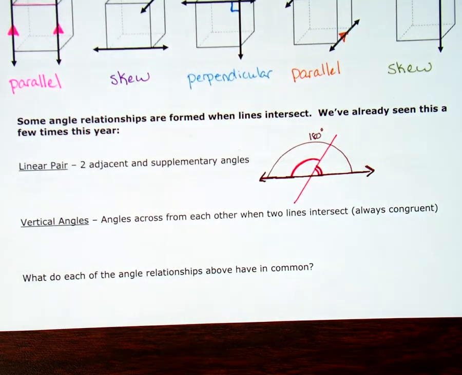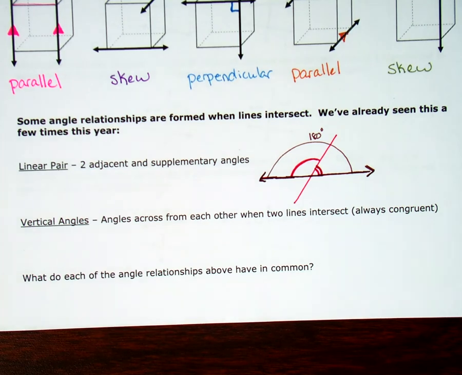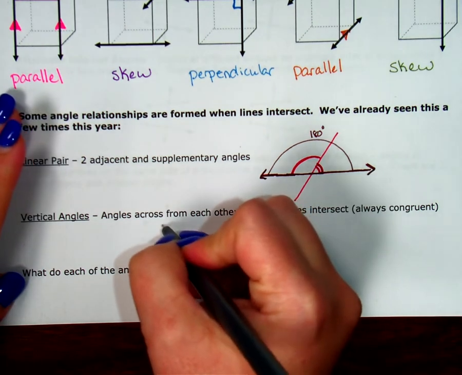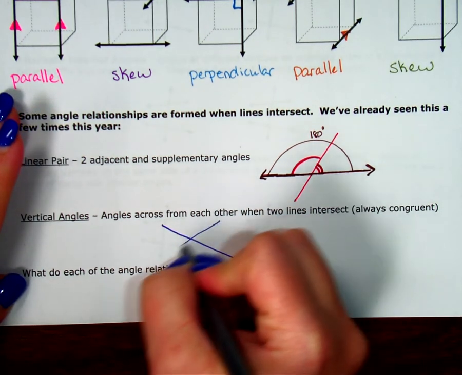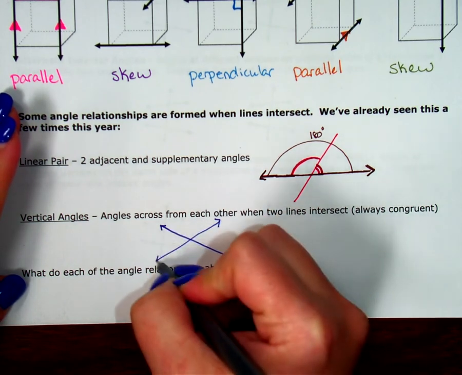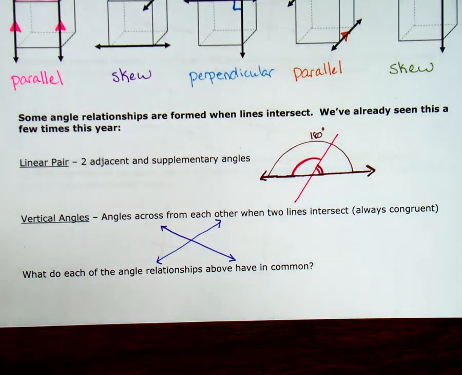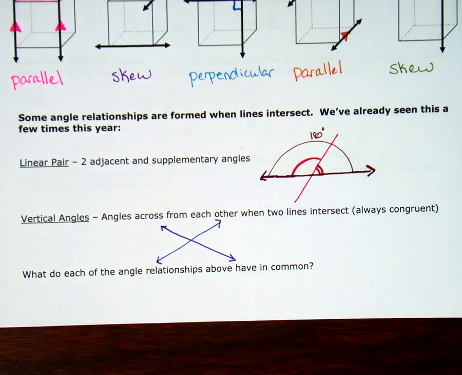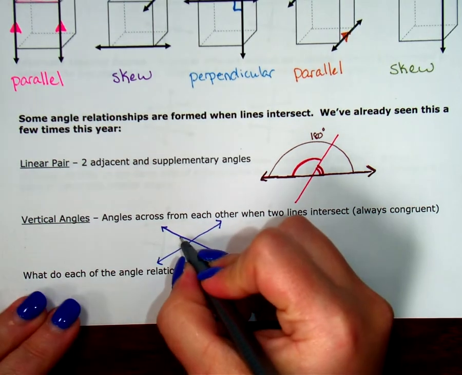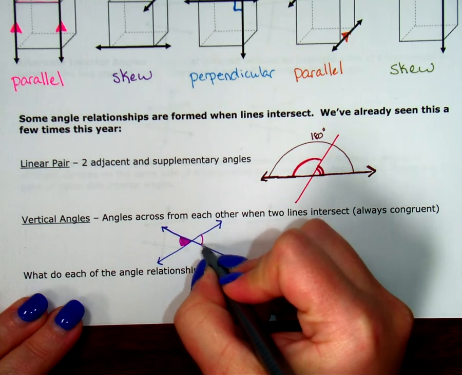Another type of angle we talked about when lines intersect are vertical angles. They're across from each other when two lines intersect, and they are always congruent. So when I have two lines that intersect, anyway, they could be oblique like these. They could be perpendicular. That would be fine too. We're going to have vertical angles that are across from each other when the two lines intersect. So I'm going to have these acute angles, this one here will be vertical to this one here.